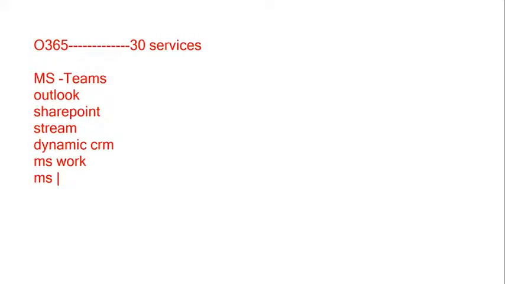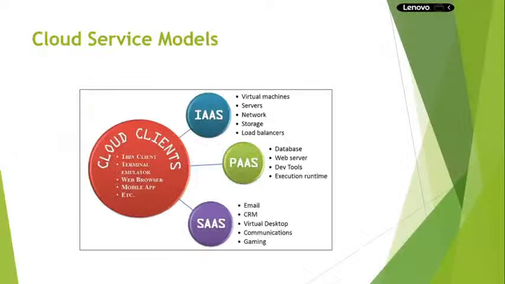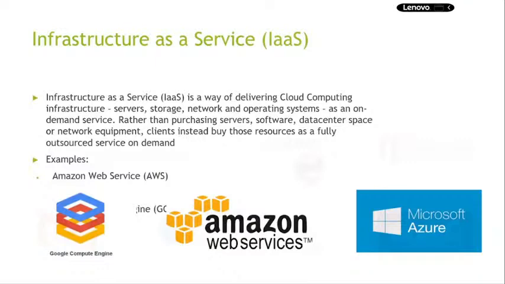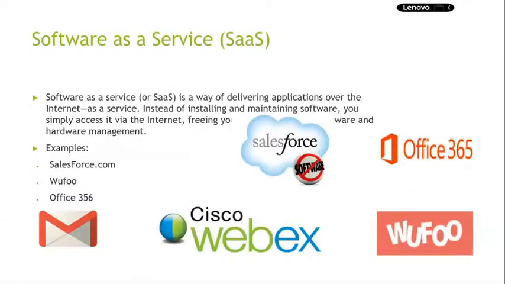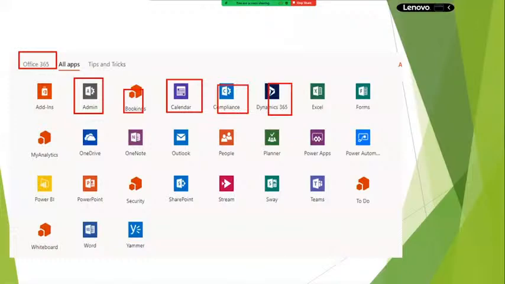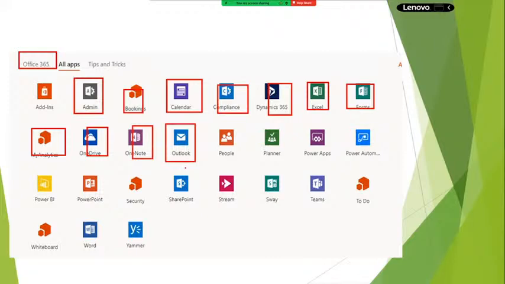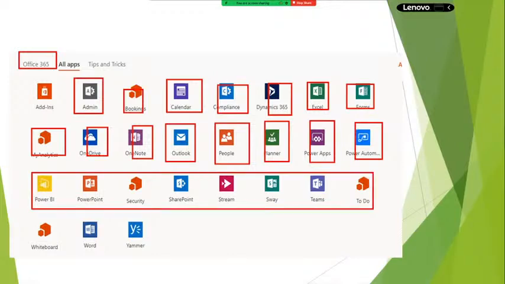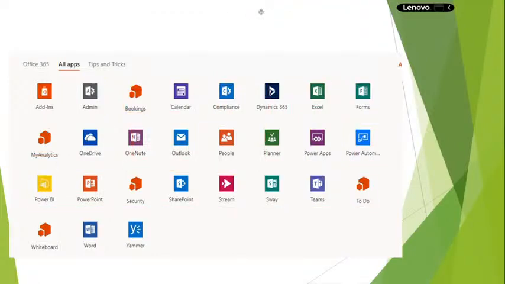Okay, this is what Software as a Service is. See guys, these are the components provided by Office 365: admin, bookings, calendar, Dynamics, Excel, Forms, analytics, OneDrive, OneNote, Outlook, People, Planner, Power Apps, Power Automate, Power BI. All these things are managed by Microsoft. You need not worry about managing these things. This is about Software as a Service.